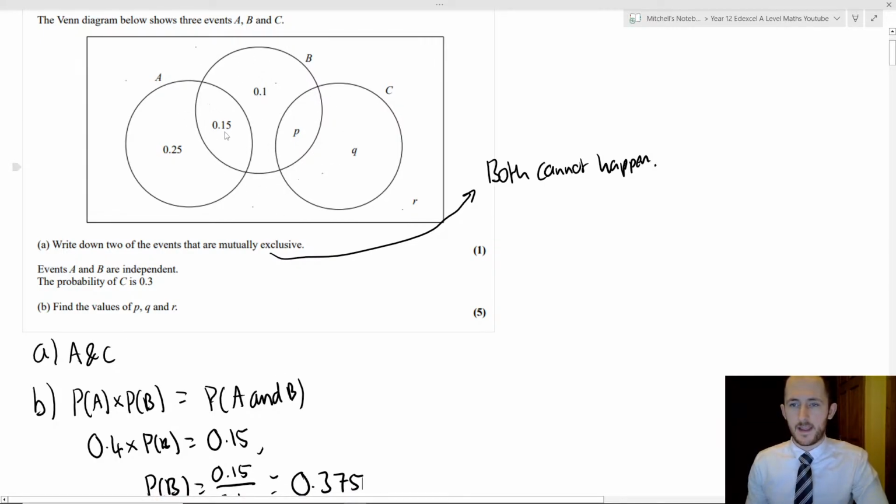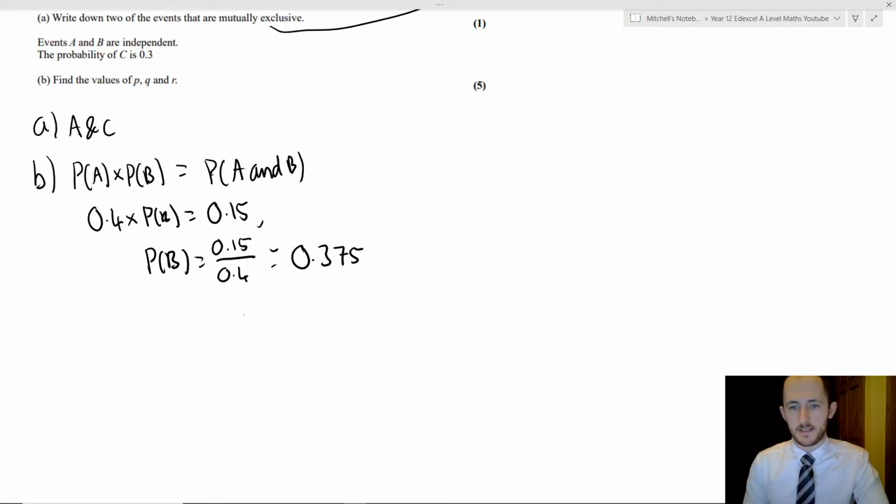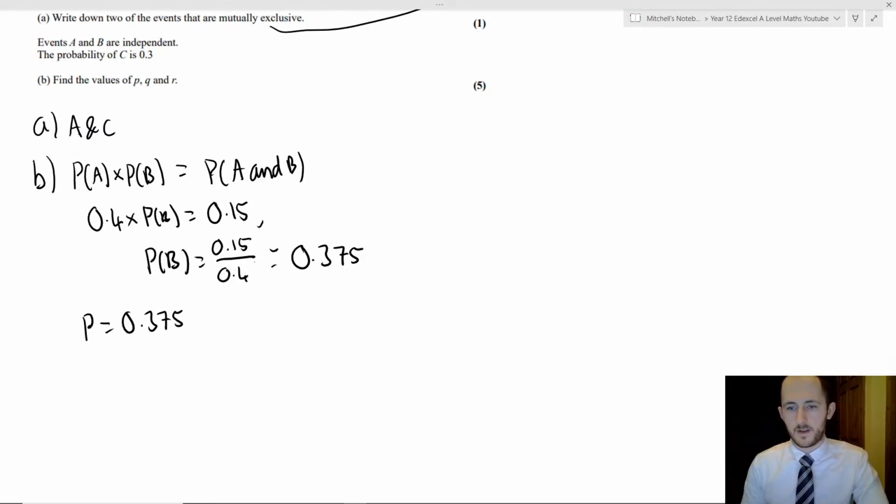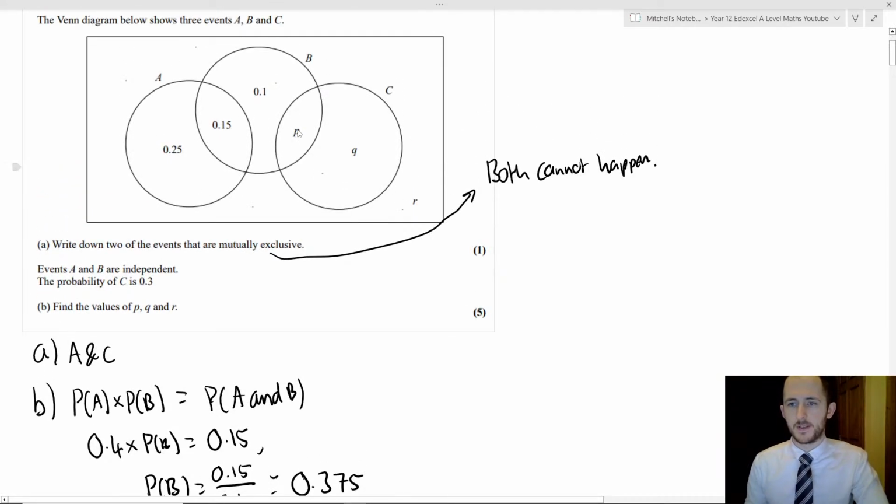So that is equal to 0.15 plus 0.1 plus P. In other words, P is just going to equal 0.375, and we're going to subtract the other two parts, so 0.15 and 0.1, and that gives me the value of 0.125. So we've got P. That's pretty good. I'm just going to mark that off as a tick.